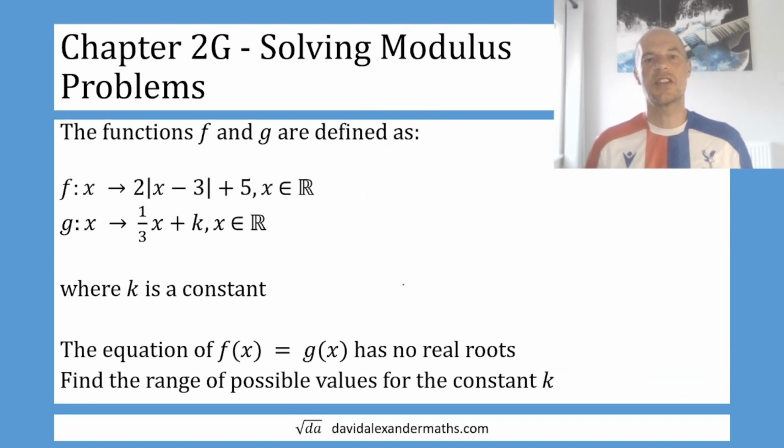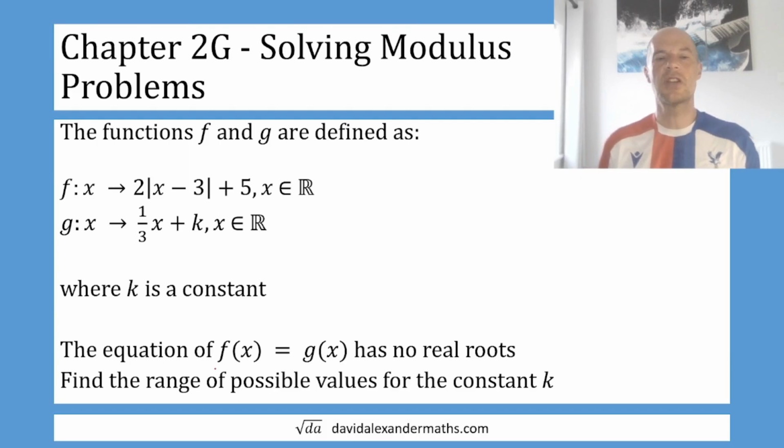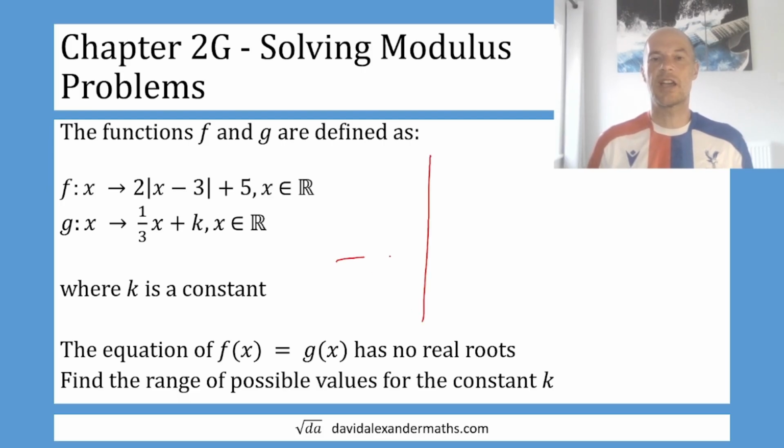Okay, so this question is a little bit harder. We've been told the equation of the f of x equals the g of x has no real roots. So these two lines do not meet. What I'm going to do is work out what is the value of k where they do meet. If they did meet and there was one root, if there's one solution, what would the value of k be?